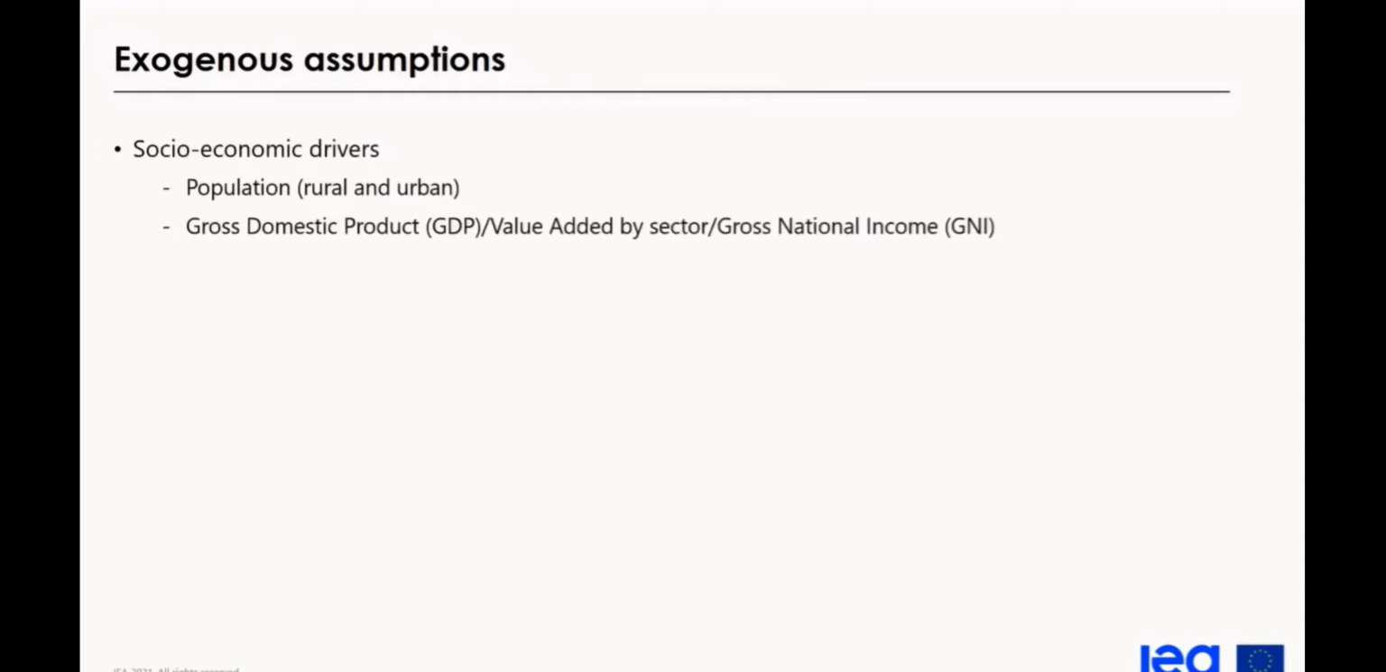In the model, the input includes exogenous assumptions. Those assumptions are related to socioeconomic drivers, like how population will evolve in the future, how GDP is to evolve. So we can rely on other institutions' predictions, like IMF, or make our own predictions.